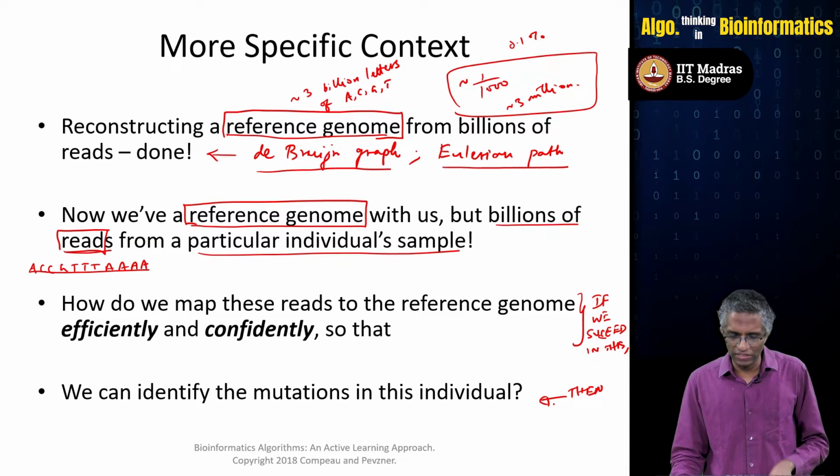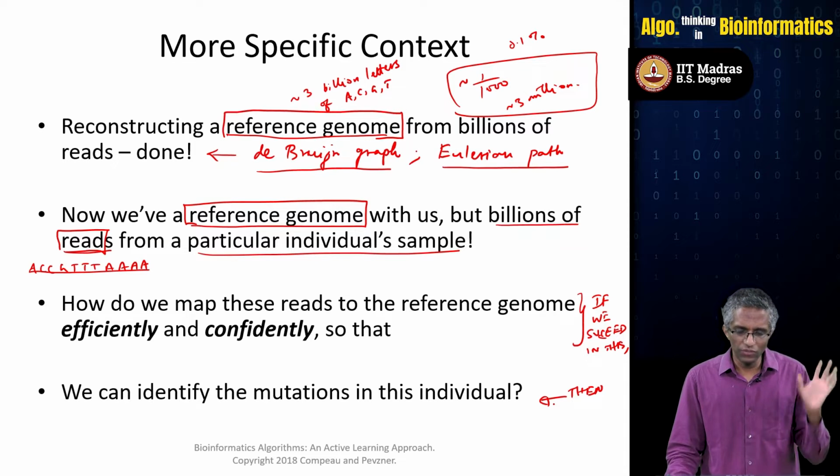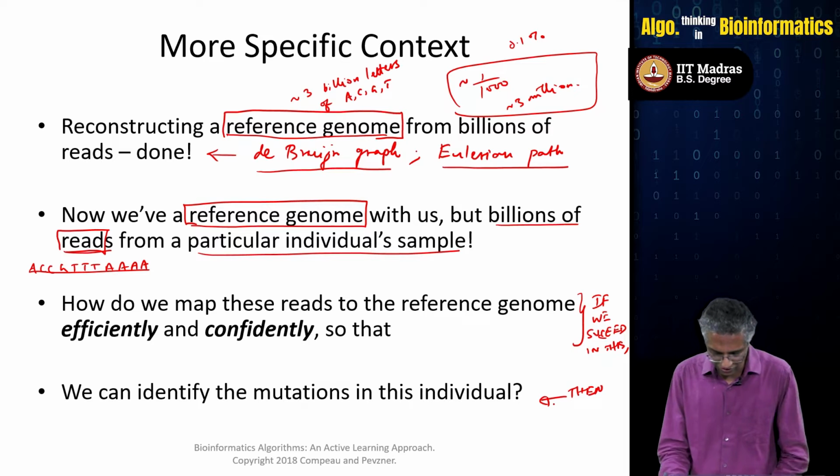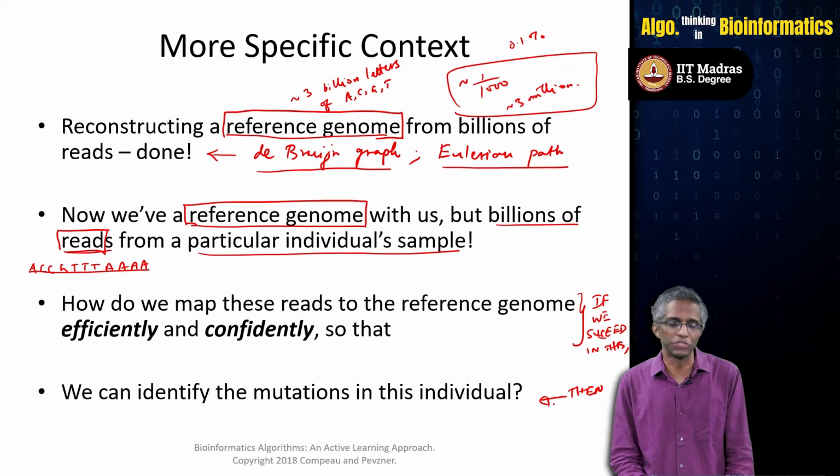Okay, I hope the context is clearer now. We start with the reference genome and we have lots of reads. We want to map the reads so that we can identify the disease causing mutations in an individual.